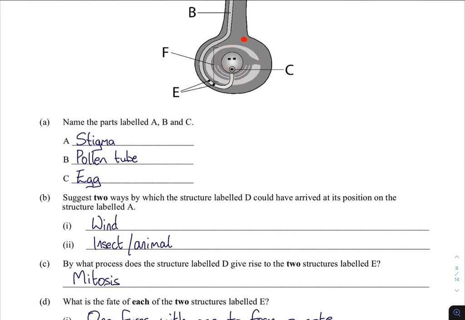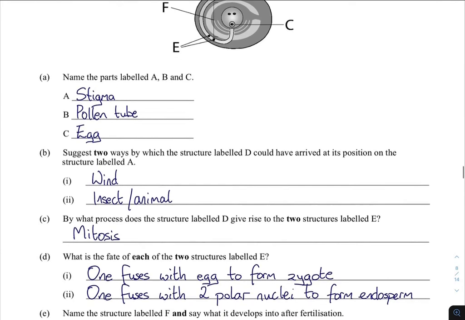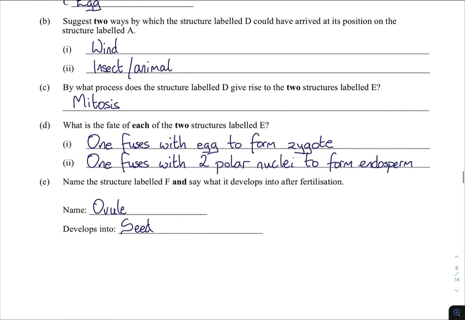Okay, so this overall is the ovary and F is the ovule, and this is your embryo sac, which is the middle part here at the center. So F is the ovule, and what's the question there? It develops into the seed.